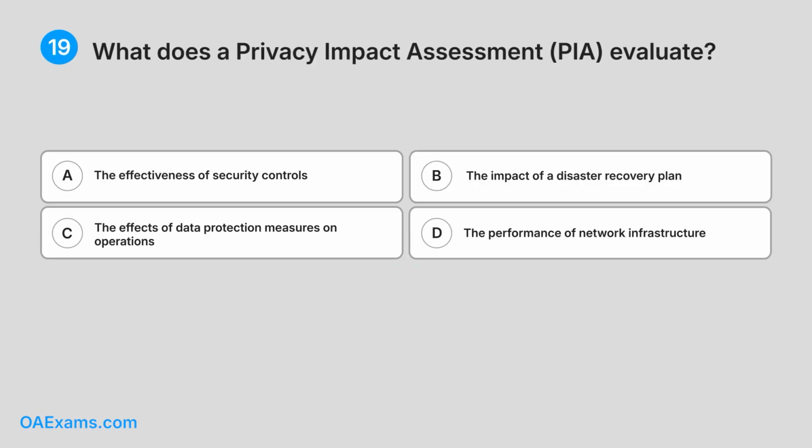19. What does a privacy impact assessment evaluate? A. The effectiveness of security controls. B. The impact of a disaster recovery plan. C. The effects of data protection measures on operations. D. The performance of network infrastructure. Do you know the answer?